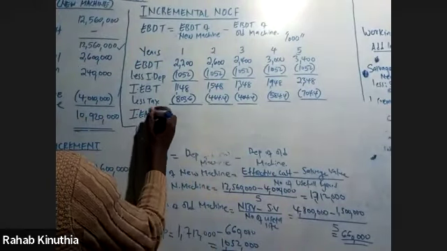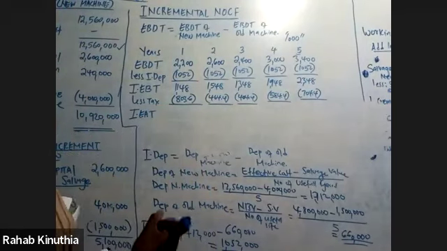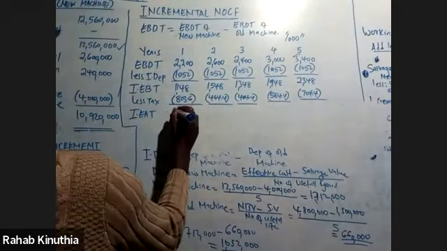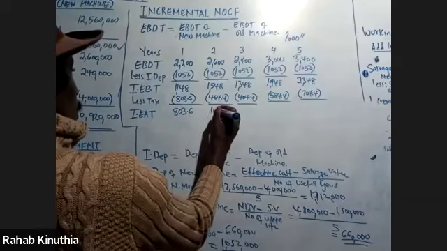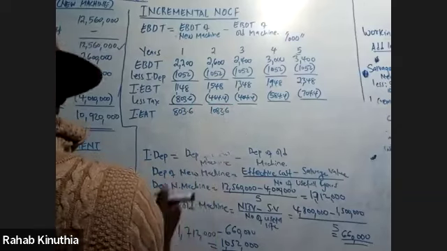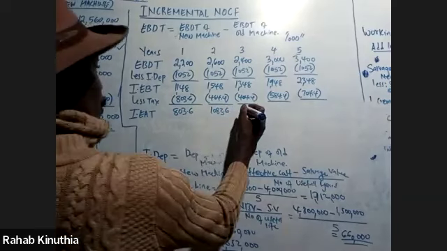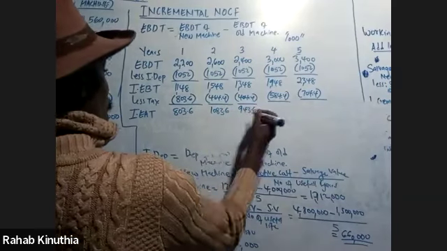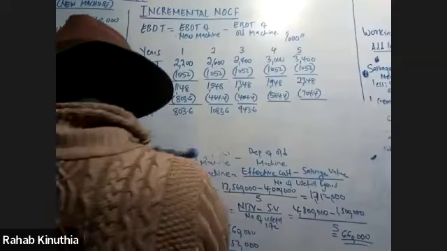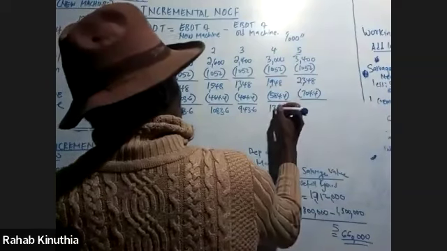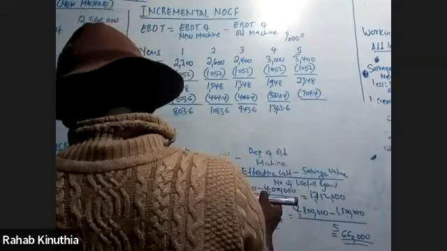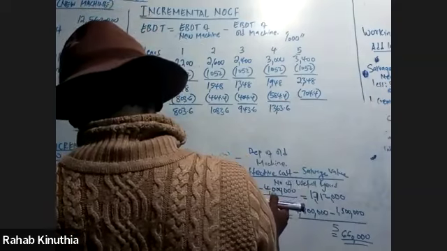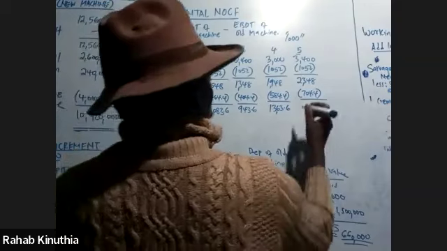So we can get incremental earning after tax. Incremental earning after tax 803.6, 1083.6, 943.6, and so on.